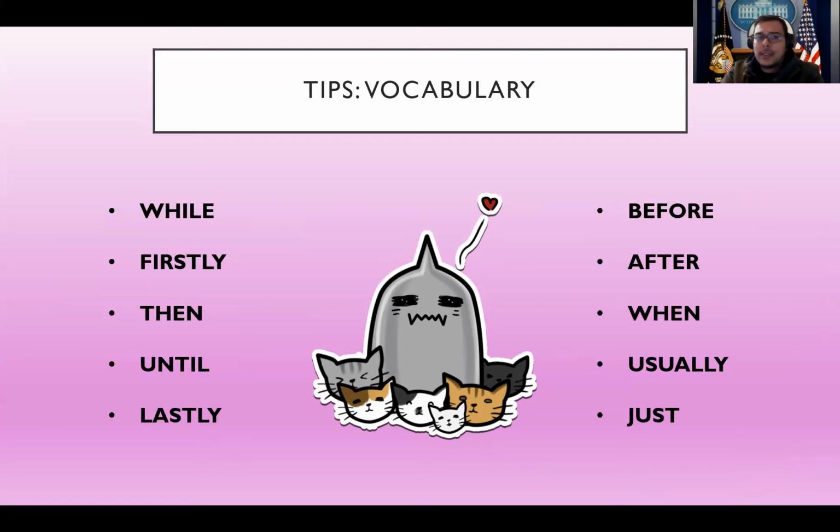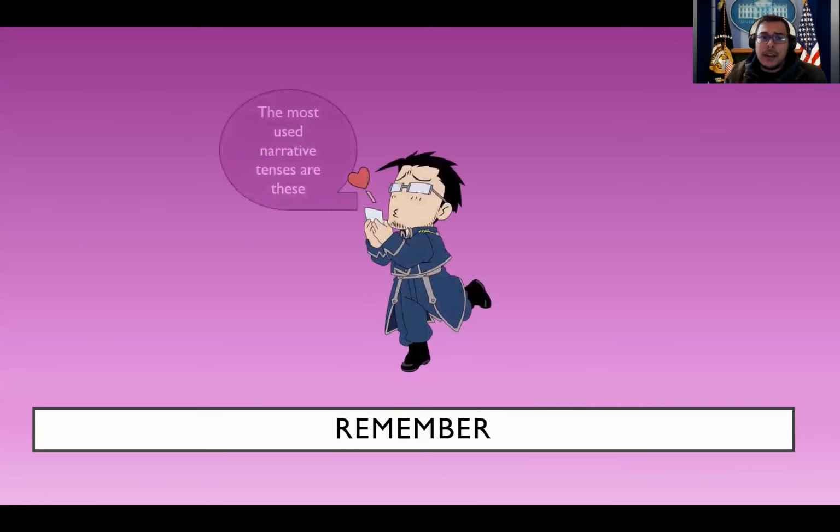So while with past continuous, firstly, then, mostly with past simple when you're talking about one sequence of events after another one, before and after, you just saw them being mixed with past perfect and past simple, etc. Right? We also saw because, but unfortunately, it's not here on the list. But remember that one. And just a final reminder, these are the most used.